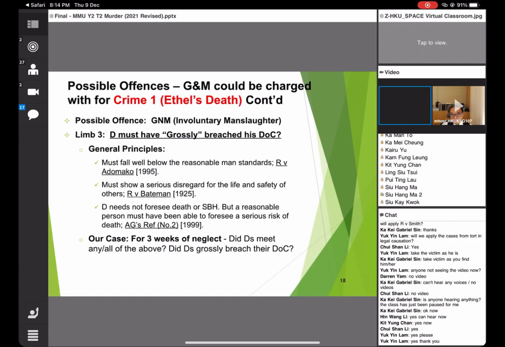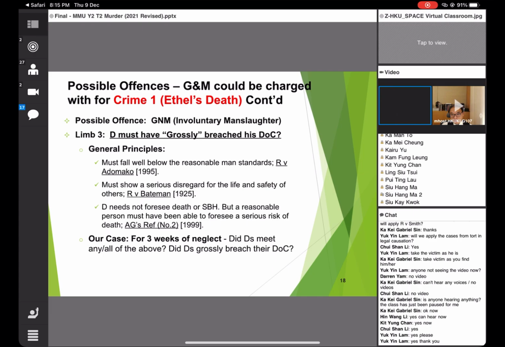All right, okay. Limb number 3: the defendant must have grossly breached his duty of care. Now, the word which is very important is "grossly". We look at R v Adomako again. Adomako says it must fall well below the reasonable man standard. It must be well below. R v Bateman, 1925, said it must show a serious disregard for the life and safety of others.